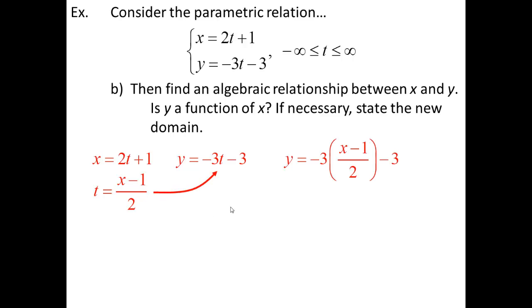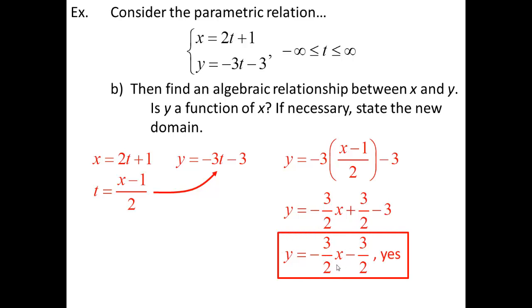Take it and plug it in over here. Distribute the -3. I also went ahead and distributed the division by 2. Combine like terms, -3/2 x minus 3/2, which is, of course, exactly what I expected it to be. If I look at my graph, the y-intercept was -1.5, and the slope was -3 over 2. And hopefully it should be obvious that yes, this is a function. It passes the vertical line test.